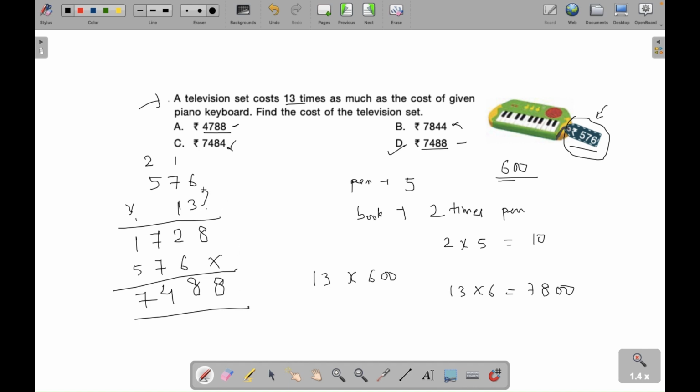Another way, you can try this: just treat this as a single unit and then multiply, and see if you are getting the same answer or not. Okay, try doing this on your own. So this was all the questions that we had on multiplication.